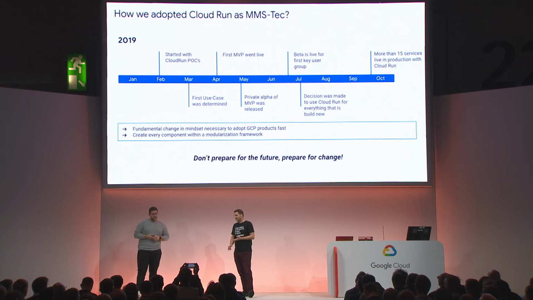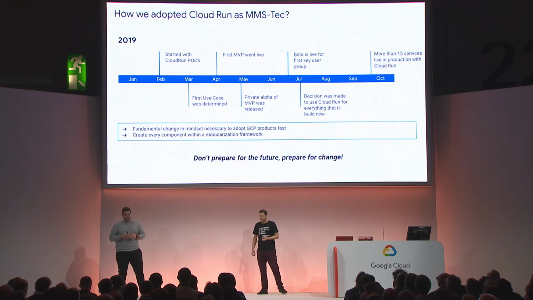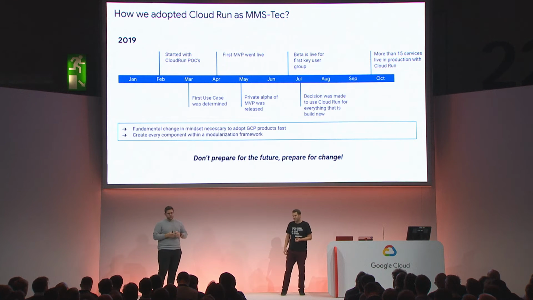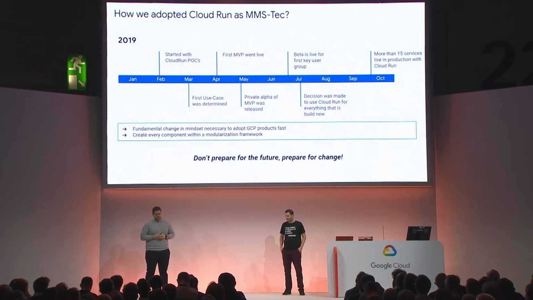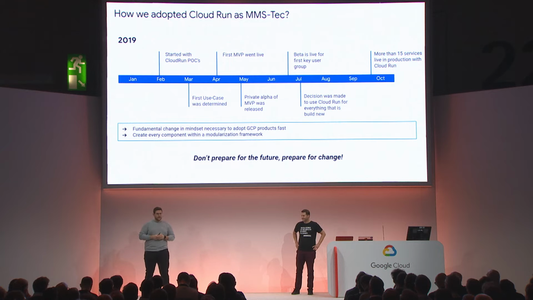Fabian: Finally, how we adopted Cloud Run from a timeline perspective. We started with the first POCs in February, then defined the first use case where we wanted to use Cloud Run. Then we saw the announcement by Jason in San Francisco, and afterwards we said, okay, let's use it in production. We went live a month later with a private alpha of the first MVP. After some time, we said, okay, everything that is built new from now on will be built with Cloud Run. And this was our journey. We're looking forward to every new feature and to the insane cooperation we have with Google and with you, Jason.